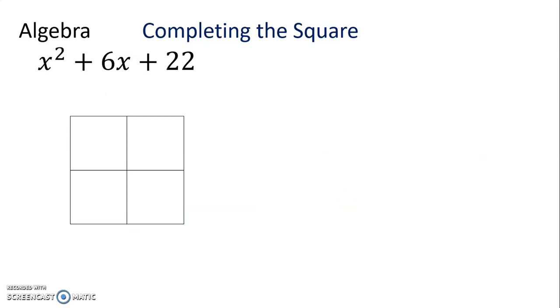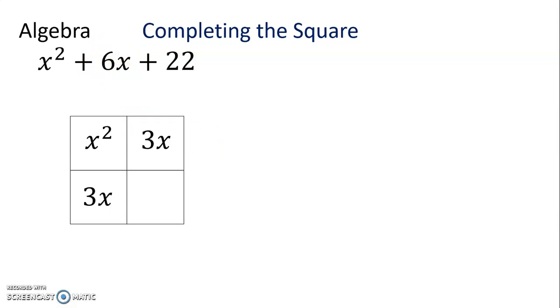Okay, so let's take a look at another example. Here I've got x squared add 6x add 22. So I know I've got to have x squared in my grid. And because I want to create a square, so I want the same along the top as down the side, I'm now going to take this 6x and divide it by 2. So I'm going to have a 3x and a 3x.